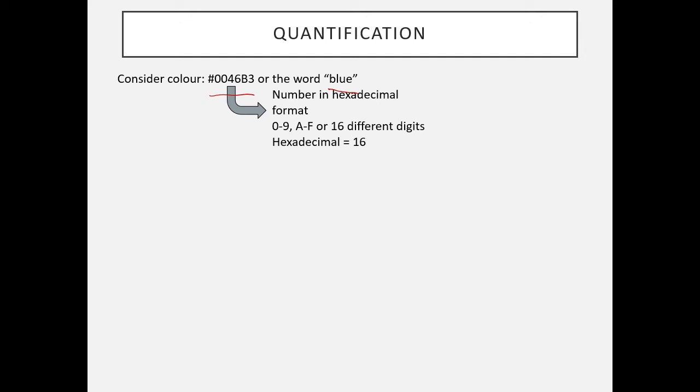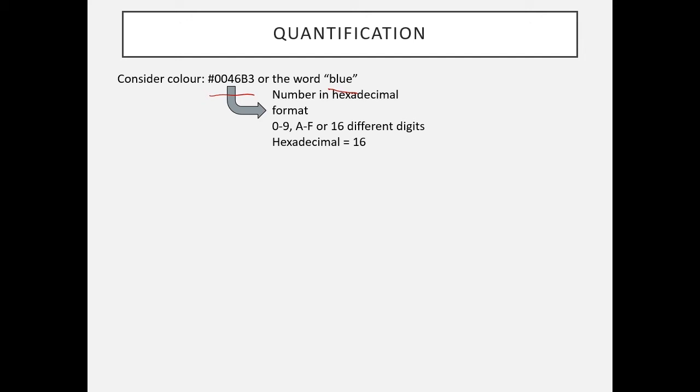So in fact, the hexadecimal system has the digits 0 to 9 and then A, B, C, D, E, F for a total of 16. If you take these digits 0046B3 and type them into Google, you'll see something that looks similar to blue. What is the difference between these?